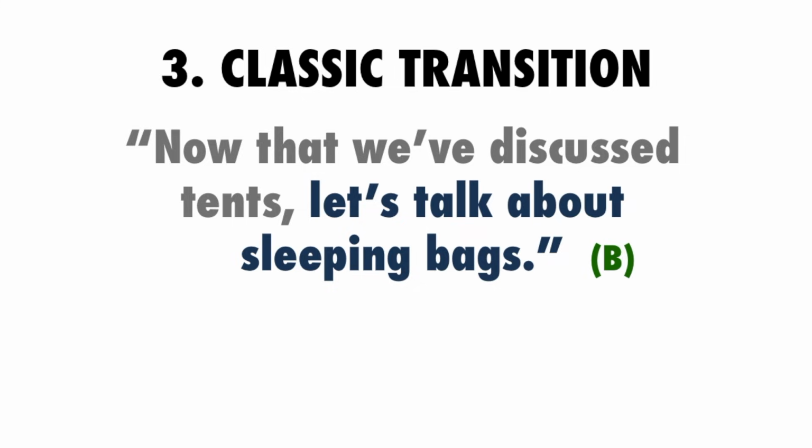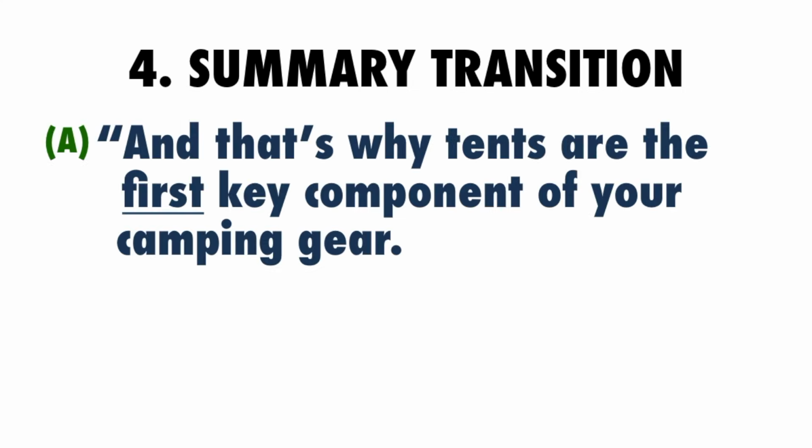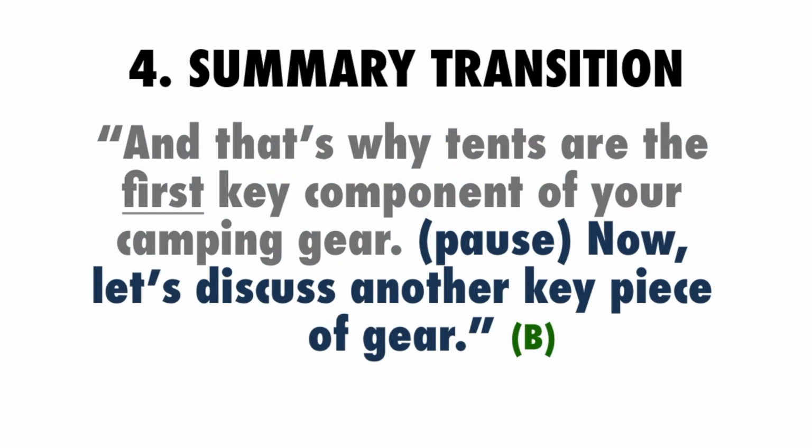I think a better way to do this is the summary transition, and this is the way I personally do it. It's a little more subtle in the language, a little smoother, and yet it still clearly does the job of separating the main points. The idea here is you still have an A and a B, but you are recapping or summarizing what you just said in one sentence, and then you're forecasting where you're going to go next. "And that's why a tent is the first key component of your camping gear. Now let's discuss another key piece of gear." So by recapping A, a little pause, and then forecasting B, it sounds a little more natural than the classic, stiff sounding transition, but it still gets the job done.